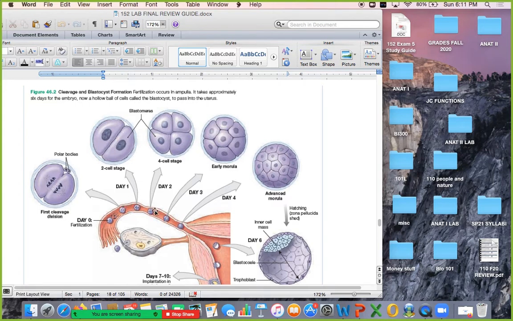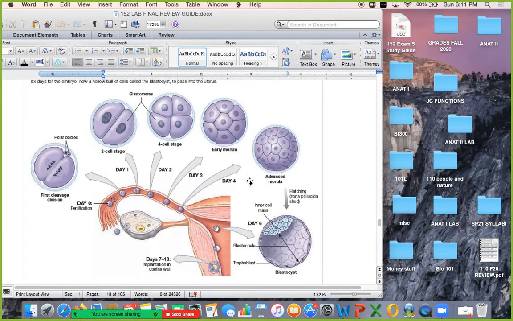Day 1, we have 2 cells, then 4 cells, then eventually we end up with what's called a morula. So that 2 and 4 cell stage is called a blastomere. That morula is going to turn into a blastocyst. But what's interesting is that the size of this embryo does not change from the fertilized egg all the way through until we hit the blastocyst stage. So the morula, early morula, 4 cells, 2 cell stage, it's just getting smaller and smaller cells. But it's still going to remain the same. And it's going to be rolling on down through that uterine tube until it finally becomes a blastocyst.